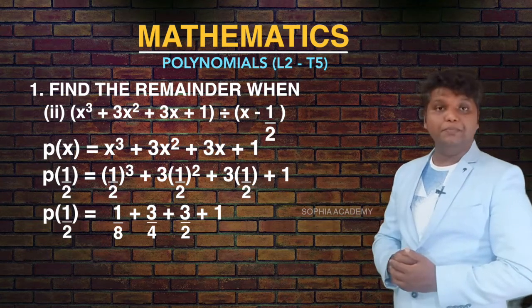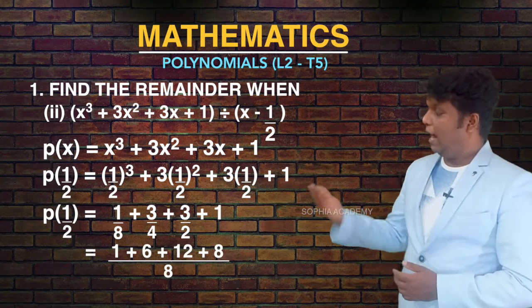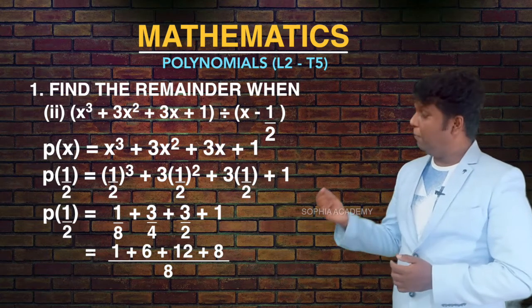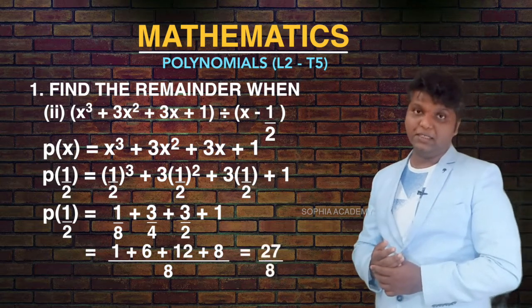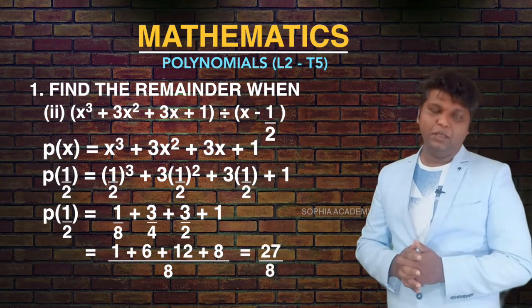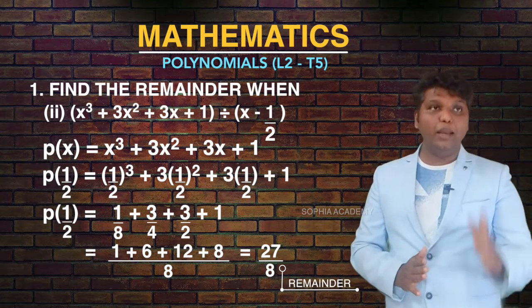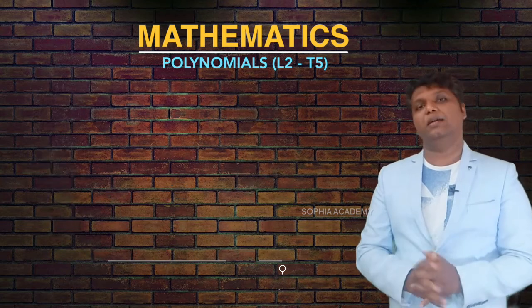Taking the LCM, you will get 8. Now adding the numerators, you can see in the numerator part 1 plus 6 plus 12 plus 8. Adding all together you will get 27 by 8. So 27 by 8 will be the remainder when you divide by x minus 1 by 2. Is that clear? So you got the remainder.